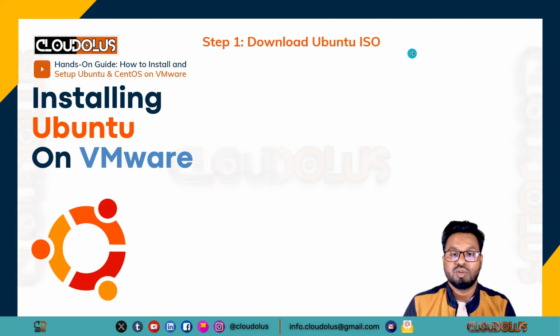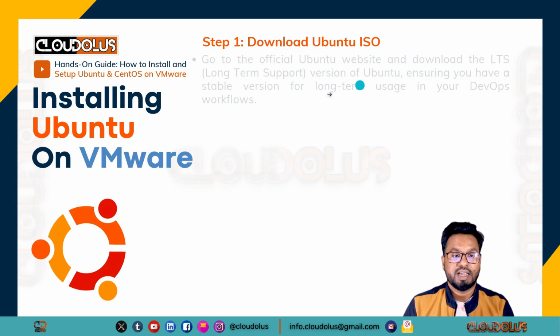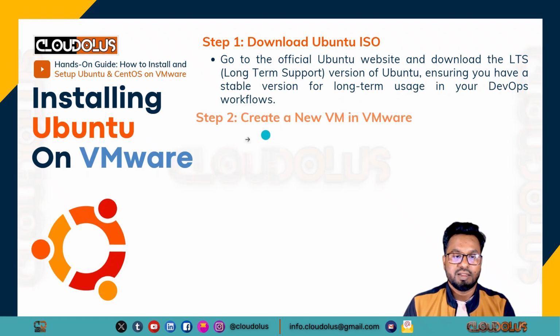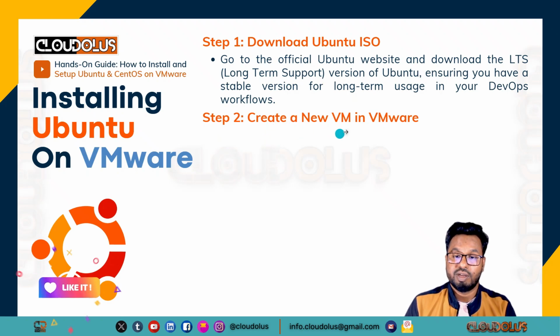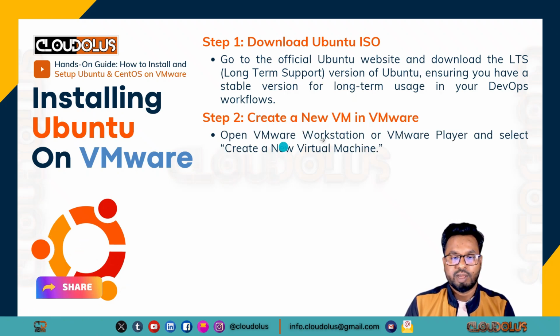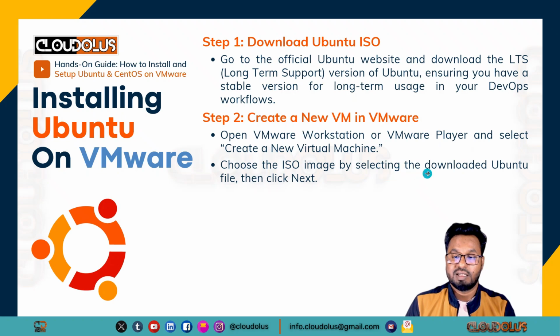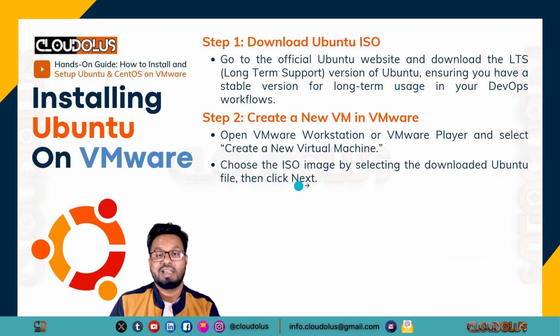First of all, download the Ubuntu ISO file. In VMware you need an ISO file, so go to the official Ubuntu website and download the LTS (long-term support) version of Ubuntu, ensuring you have a stable version for long-term use in your DevOps workflows. The next step is to create a new VM in VMware. Open VMware Workstation or VMware Player and select create a new virtual machine, then choose the ISO image by selecting the downloaded Ubuntu file, and click next.